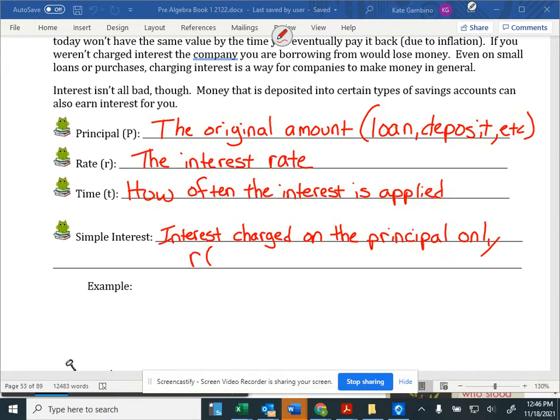So that would be P times 1 plus RT. So the principal times 1 plus RT. So an example would be $100 loan at 10%. Simple interest annually.